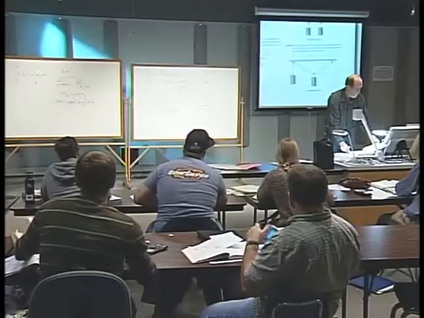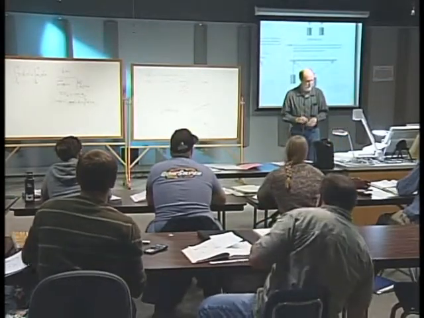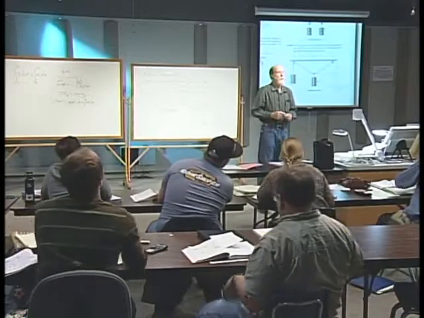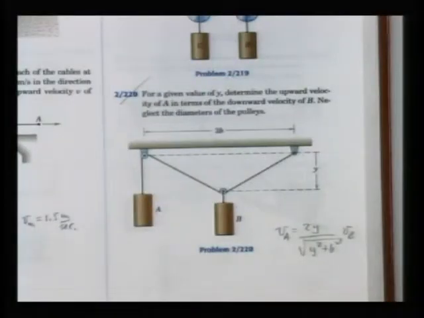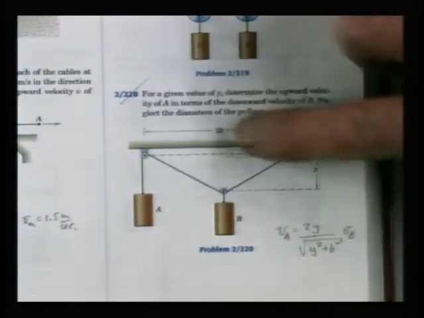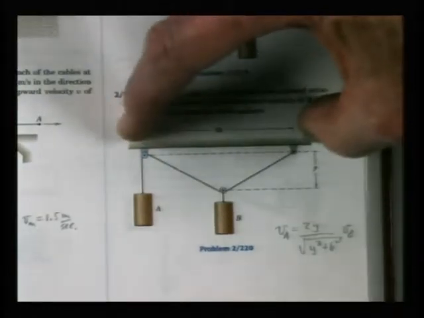Okay. Just to show people that one. Here's the answer for it. And you can see the velocity of A is a function of the velocity of B. Is that y squared plus b squared or the bottom? Yes, y squared plus b squared, letter B. And little b is half the separation distance between the pulleys up here at the top.